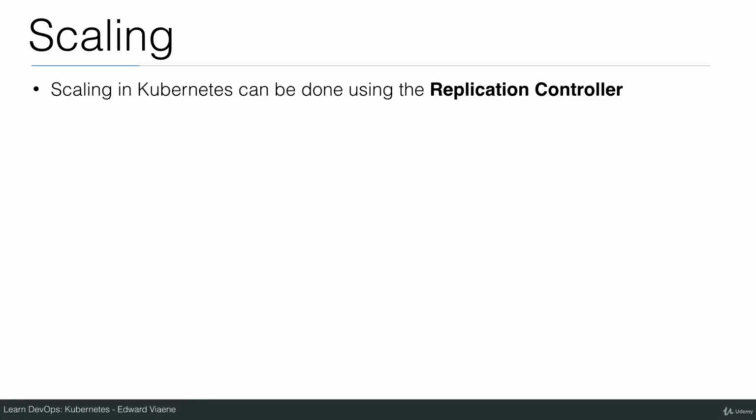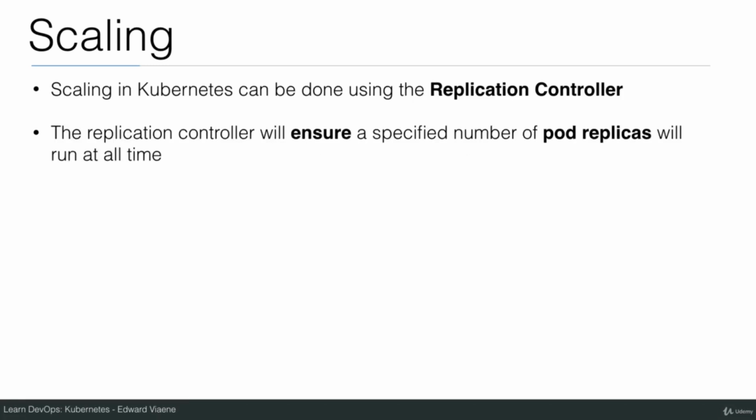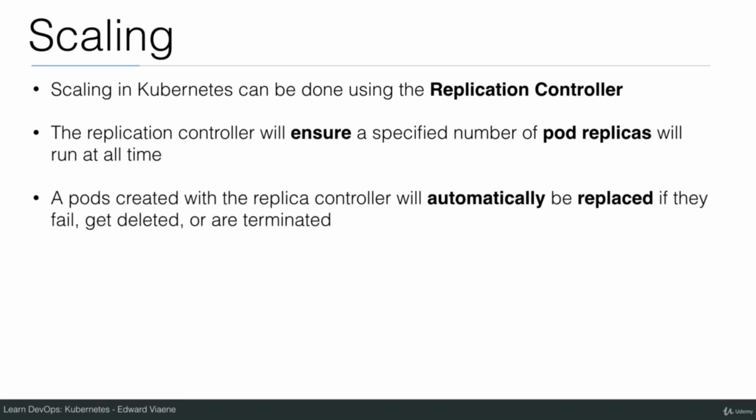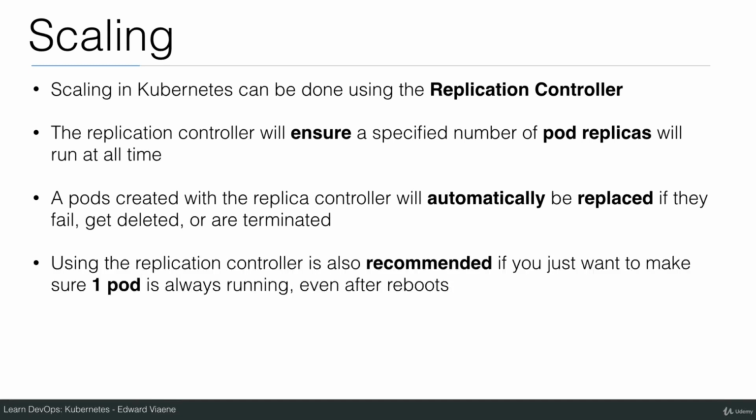Scaling in Kubernetes can be done using the Replication Controller. The Replication Controller will ensure a specified number of pod replicas will run at all times. So you just specify, let's say, 5 pod replicas, and then it's going to run the same pod, but then 5 times. A pod created with the Replication Controller will automatically be replaced if it fails, gets deleted, or is terminated. If you tell Kubernetes to run 5 pods, and there are only 4 running because one node crashed, for instance, then Kubernetes will launch another instance of that pod on another node.